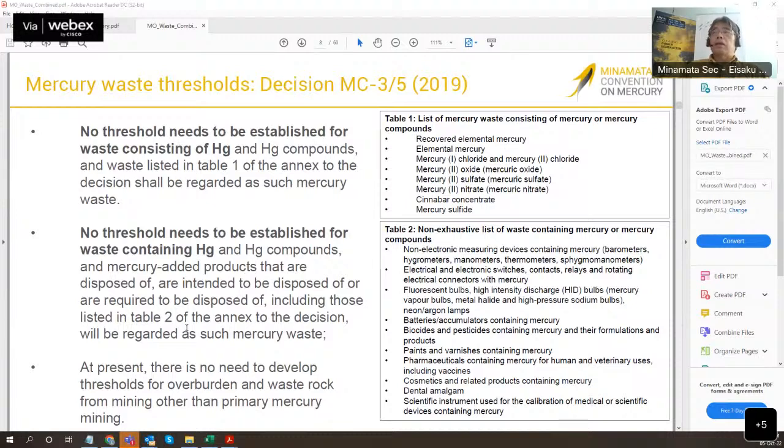Secondly, for type B waste, waste containing mercury, it means mercury-added products at the end of life stage. So for example, thermometers, lamps and dental amalgam that became waste are type B waste, containing mercury. And also at COP3, it was agreed that for the time being, we don't need to care about overburden and waste rock. And for mining waste, we will care only about the tailings.